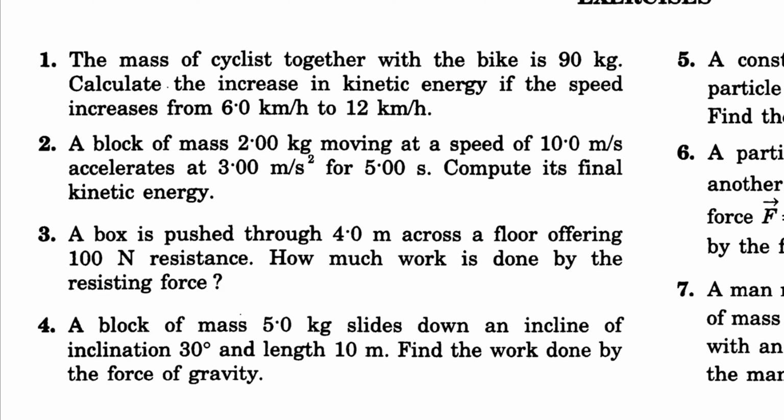So the first question is that the mass of a cyclist with the bike is given as 90 kg. Now we need to calculate the increase in the kinetic energy if the speed increases from 6 km per hour to 12 km per hour. So if the speed increases, what will be the increase in the kinetic energy?